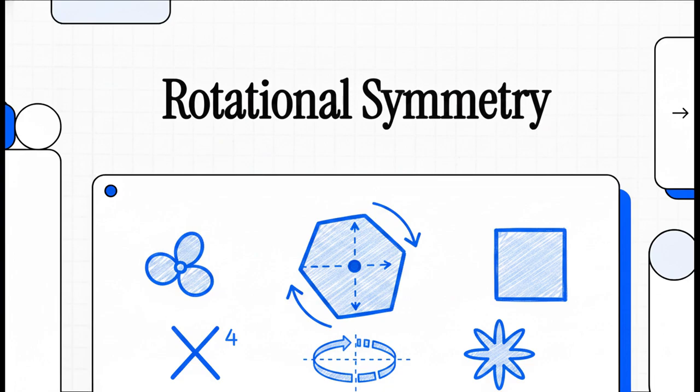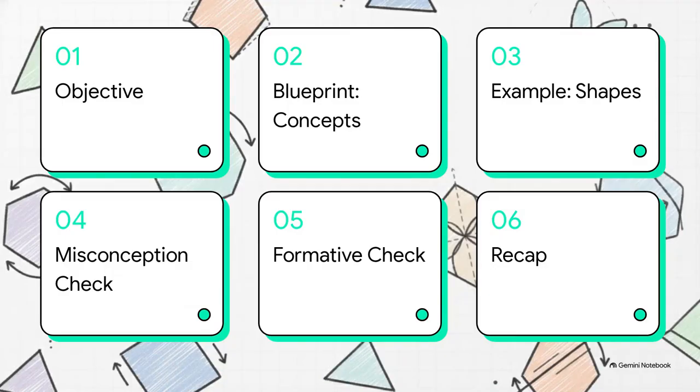Let's get started. Okay, let's dive into our highly structured agenda for today. First up, our objective. Second, the blueprint, where we'll cover the core concepts. Third, an example comparing rectangles and squares. Fourth, a misconception check. Fifth, a quick formative check, and finally, we'll wrap it all up with a recap.